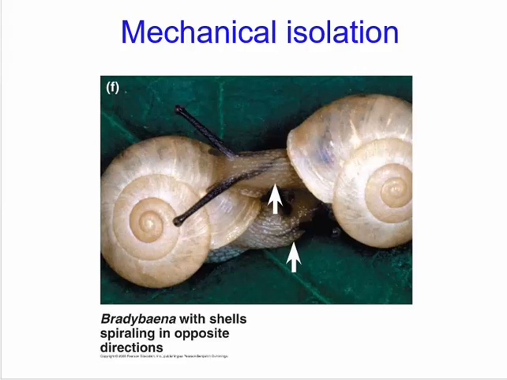Another example is mechanical isolation. Now we're getting to the point where mating might be attempted, but it doesn't work. So we have these two different snails with shells that turn in opposite directions, and this actually prevents the snails from physically mating. So mechanically the mating event can't work, even if it's attempted.